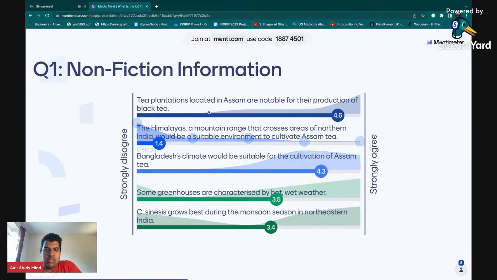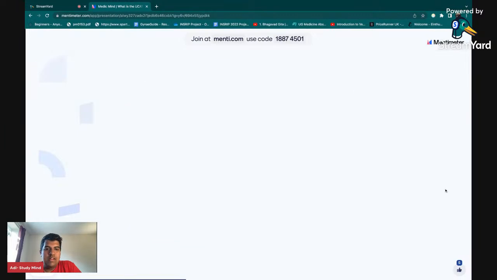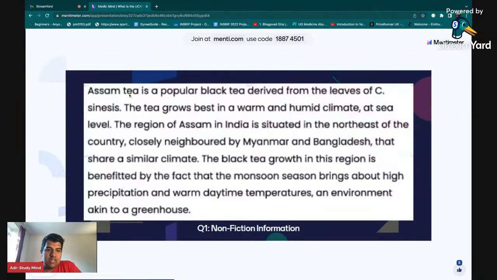So now, going through this statement: the tea plantations located in Assam are notable for the production of black tea. Let's have a read of that. The Assam tea is a popular black tea derived from the leaves of Camellia sinensis. The tea grows best in a warm and humid climate at sea level. The region of Assam is situated in the northeast that shares a similar climate.